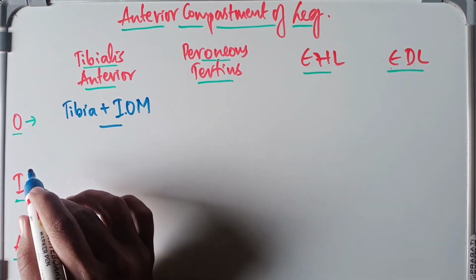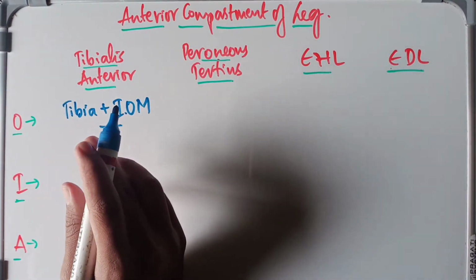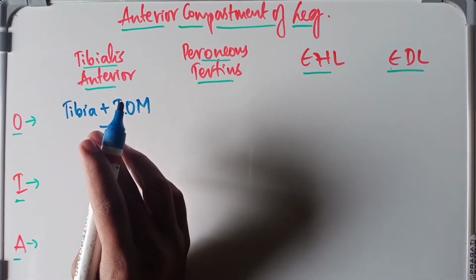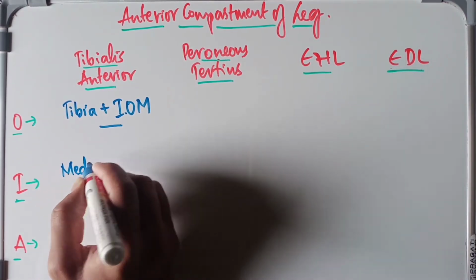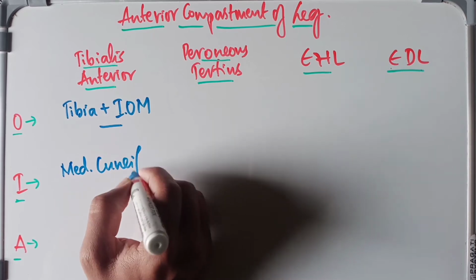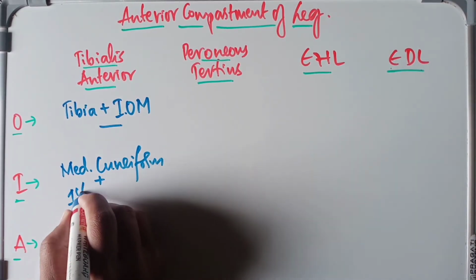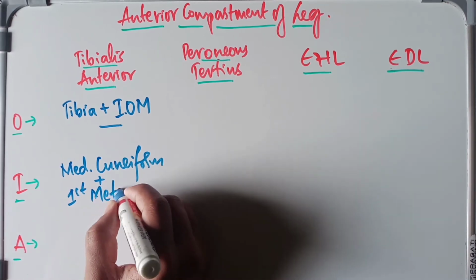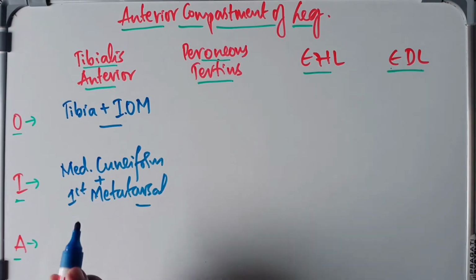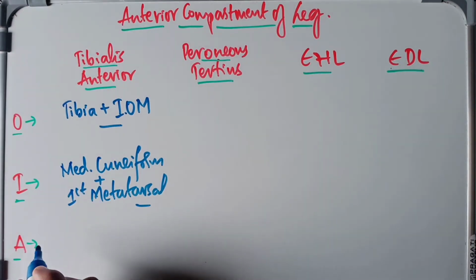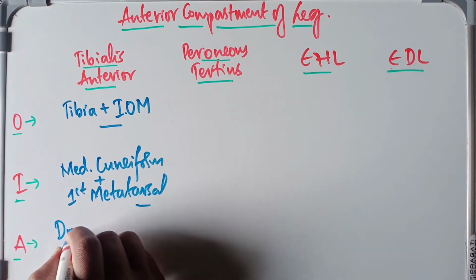And what about the insertion? It is inserted into the medial surface of the medial cuneiform and also the adjoining surface of the first metatarsal. Again, what you need to remember is the medial cuneiform, which is a tarsal bone. Along with that, it is also inserted into the first metatarsal. So this is about the insertion of the tibialis anterior. And finally the action, it helps in the dorsiflexion of the ankle.